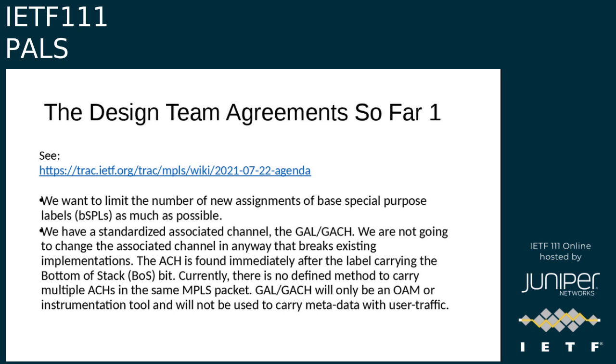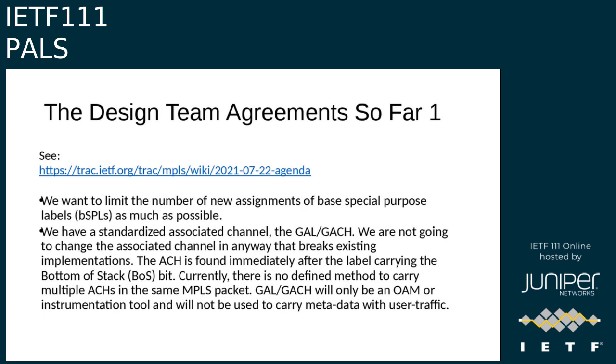We have a standardized associated channel. This comes from the pseudowire work, and a mechanism for indicating it, the so-called GAL-GASH system. We don't think we should change the way the associated channel works in any way that breaks the existing implementations. That is to say, we should do nothing to the network that stops a pseudowire continuing, or a DetNet service continuing to work exactly as it does today.